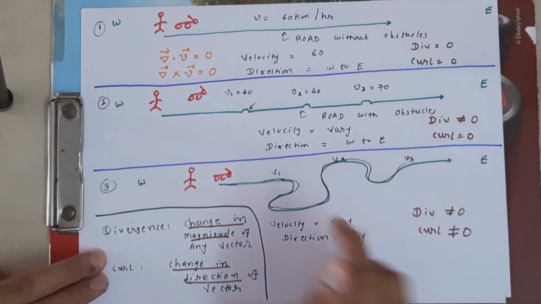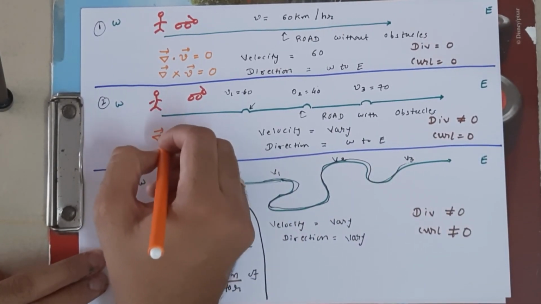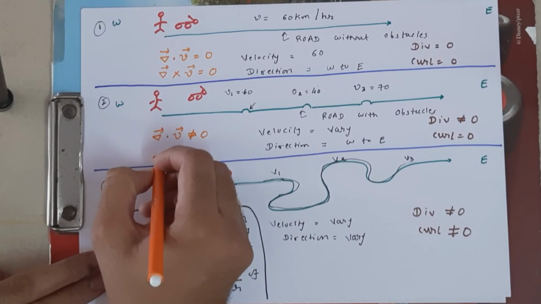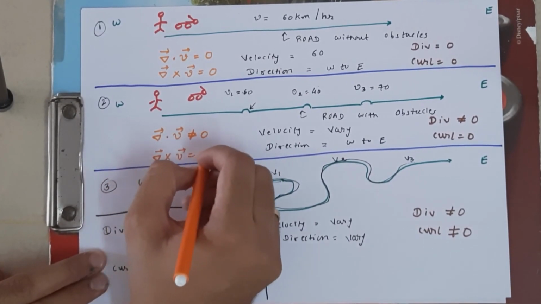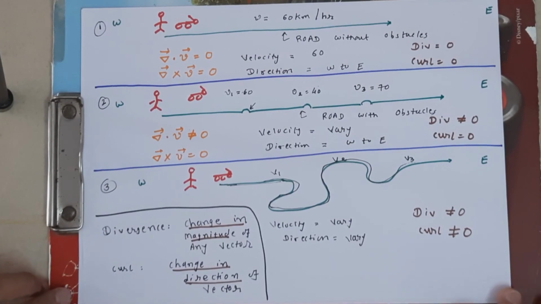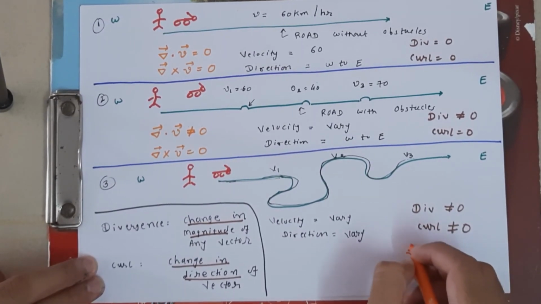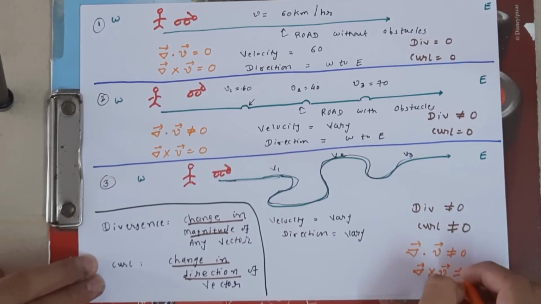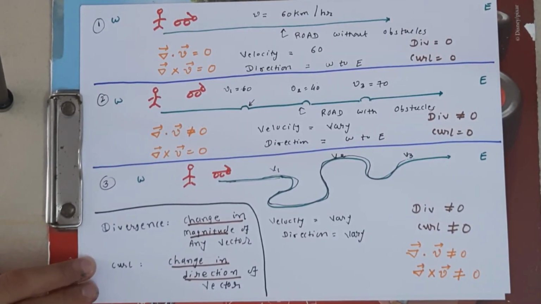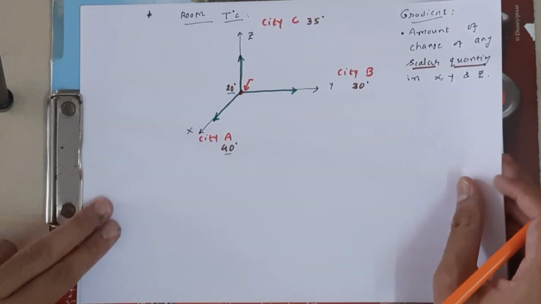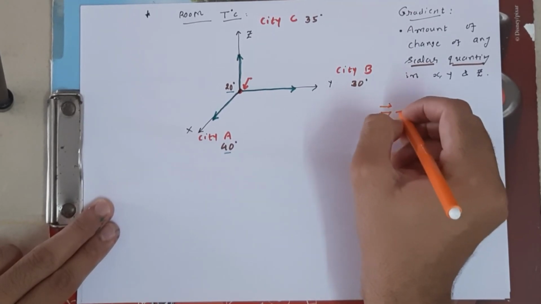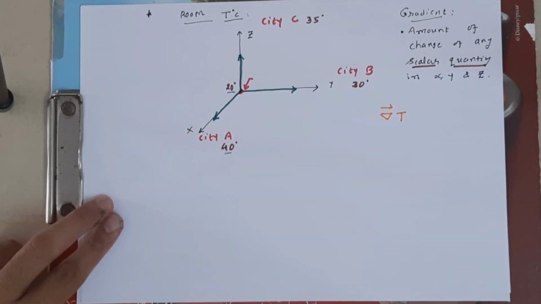What about the second case? Divergence is non-zero, that means del dot v does not equal 0, but curl is 0. It indicates del cross v equals 0. And in the last case both are non-zero. So del dot v does not equal 0 and del cross v does not equal 0. And what about gradient? Gradient means I have to write del into T, so it is indicated by the gradient.